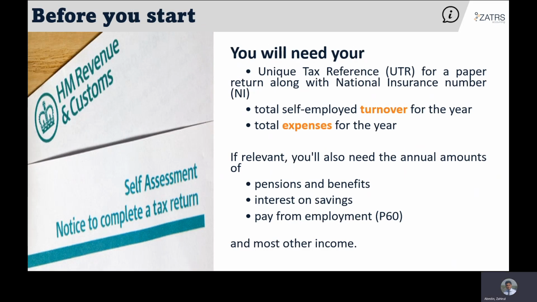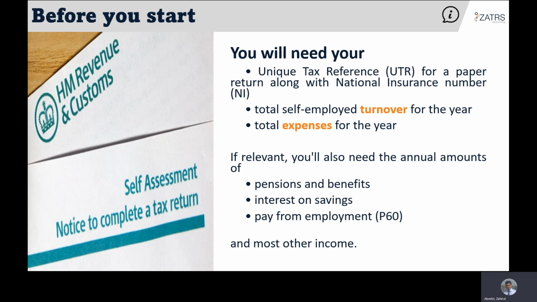Before you start, it's useful to pull some things together. If you're doing the paper return, make sure you have got the unique taxpayer reference and your national insurance number at hand. You will need to put them on the form, and we will see where in a moment. The two key figures that you will need to enter when you come onto your self-employment return are what's called turnover, and that's all the money that's come into your business over the year. So that might be things you have sold and the fees from clients for services you have provided and so on. And against that, you want to log the expenses that you have had in your business.